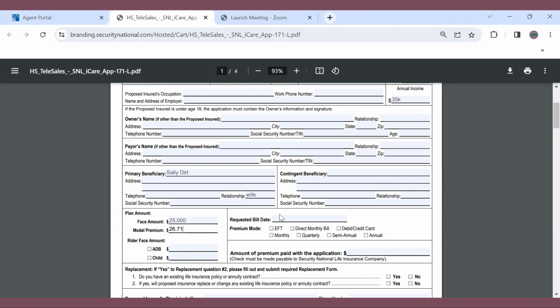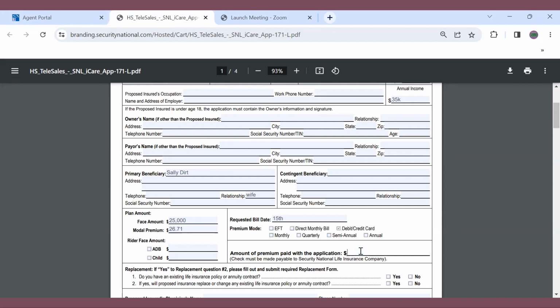And we have our request bill date and premium mode, whether we're going to do bank draft, direct monthly bill, debit or credit card, monthly, quarterly, semi-annually, or annually. We'll go ahead and for this example, we'll say that Joe is going to have it drafted out of his account on the 15th, and Joe is going to pay by debit card. That way we can talk about that on the back as well.